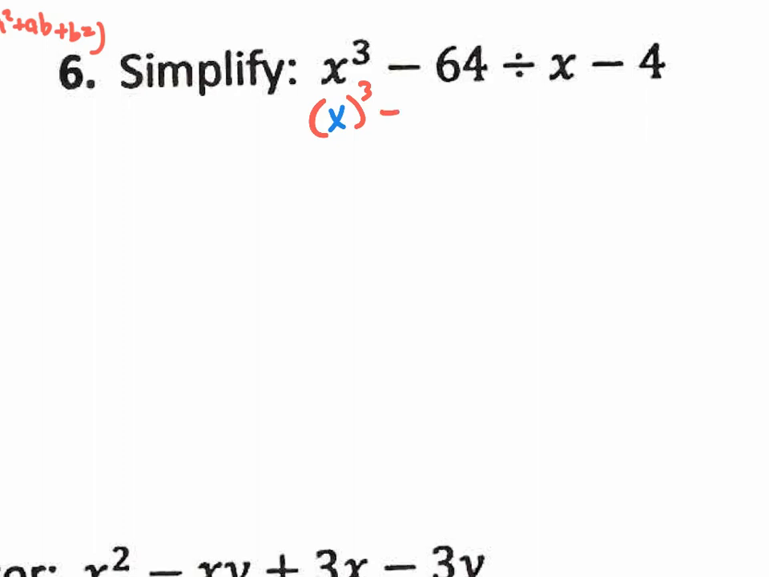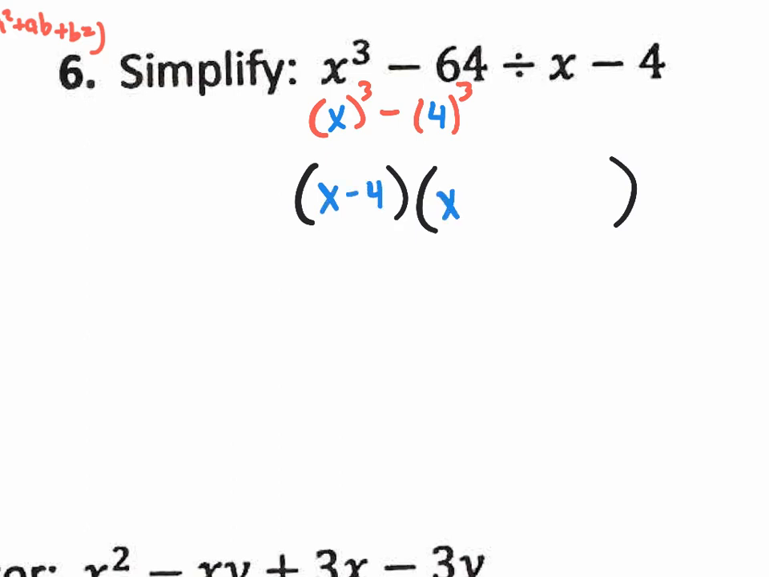This is a minus sign. And you could put what in the parentheses on this one? 4, right? 4 times 4 times 4 is 64. So I could write it as a binomial times a trinomial. What belongs in the first binomial? X minus 4. What belongs in the trinomial?